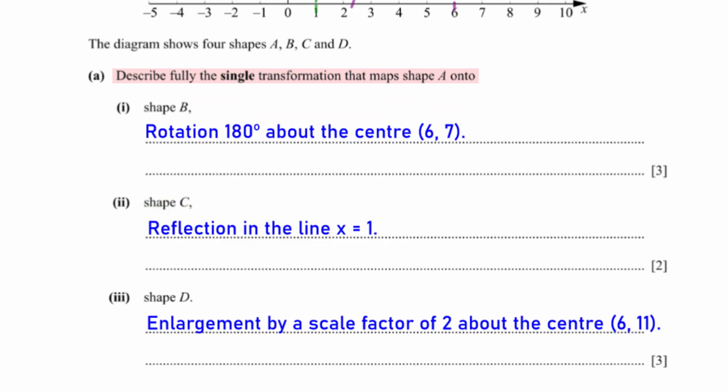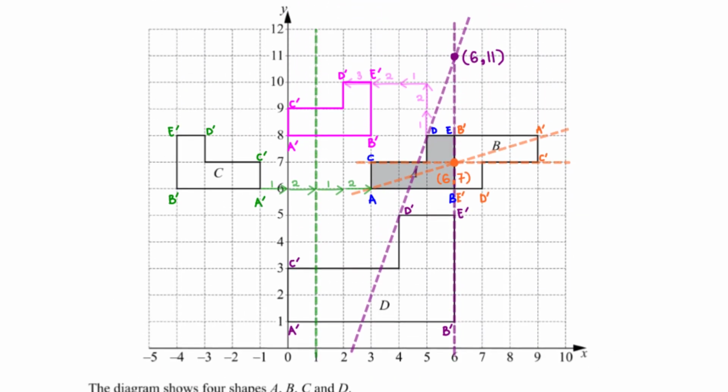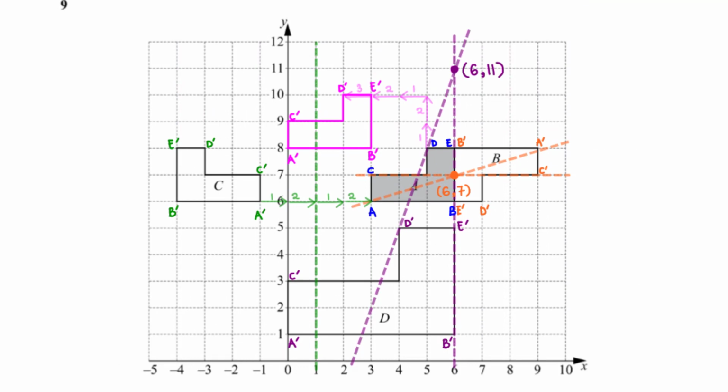Describe fully the single transformation that maps shape A onto shape D. When we look at shape A and shape D, they do not have the same lengths. Each of the side lengths in shape D is twice the side length in shape A. This means the transformation is an enlargement by a scale factor of 2. We have a positive scale factor for this enlargement because the two shapes have the same orientation.